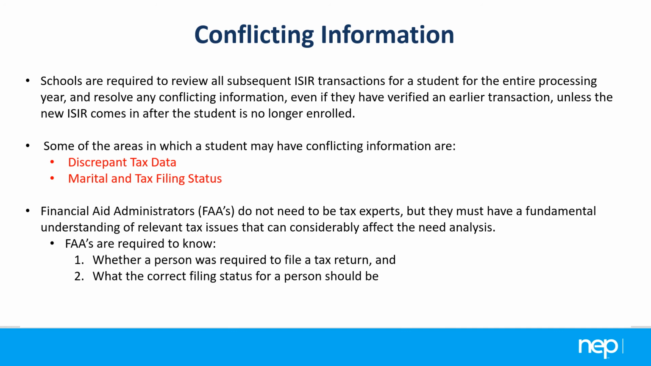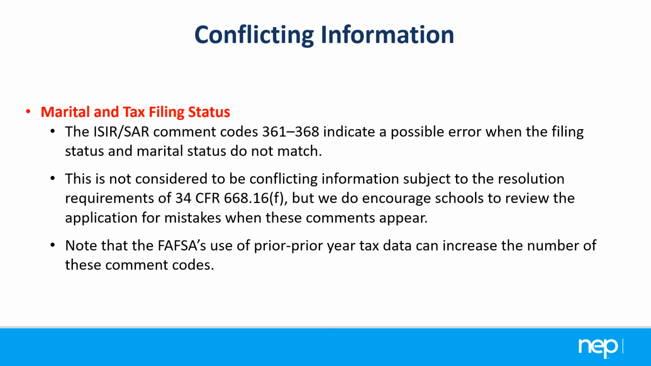FAAs are required to know whether a person was required to file a tax return and what the correct filing status for a person should be. The ISIR comment codes 361 to 368 indicate a possible error when the filing status and marital status do not match. This is not considered to be conflicting information subject to the resolution requirements of the CFR listed here, but we do encourage schools to review the application for mistakes when these comments appear. Note that the FAFSA's use of prior year tax data can increase the number of these comment codes.